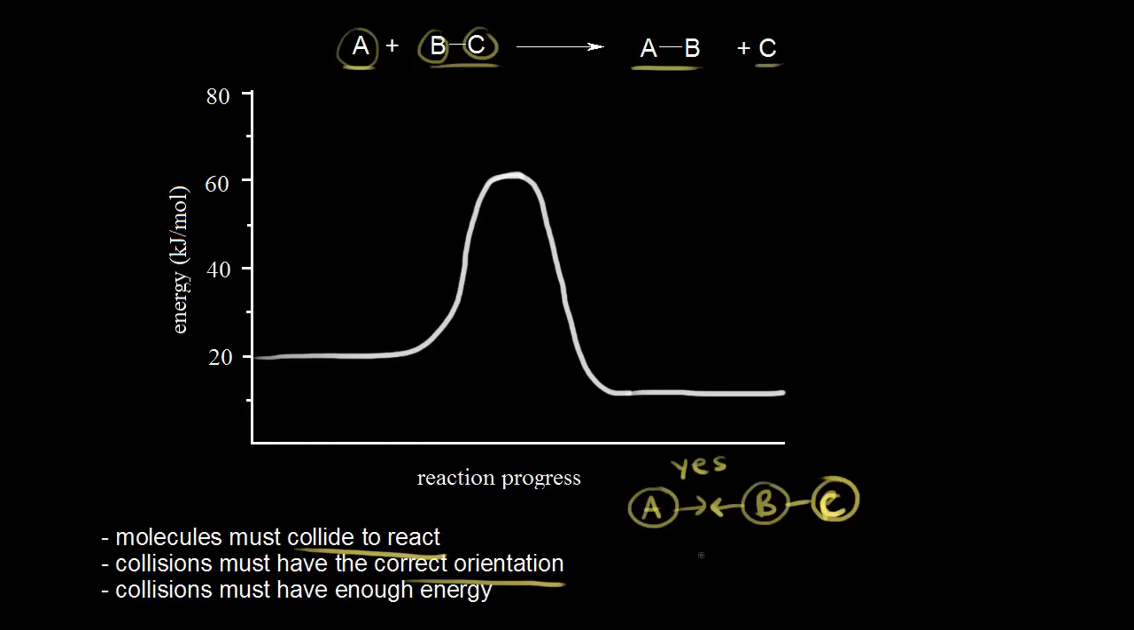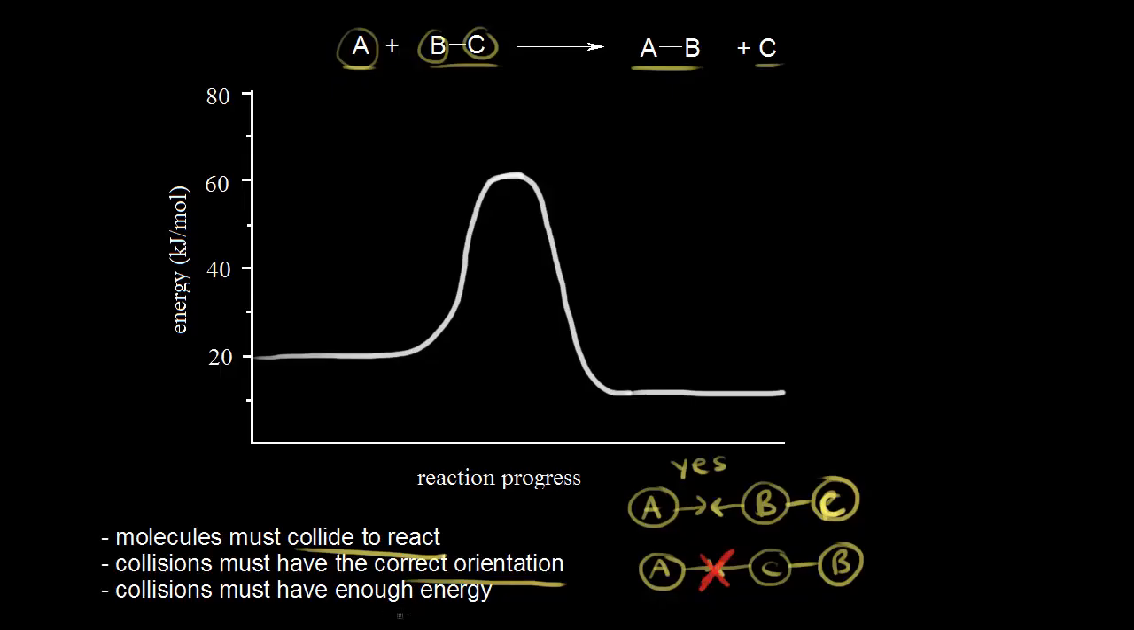If the diatomic molecule BC approaches in the opposite direction, so let's say we have our atom A here, and then we have C, and we have CB, so the atom C approaches the atom A. Here, this is not the proper orientation for the reaction to occur, so this would be no. So there has to be a collision, but the collision has to be in the proper orientation.